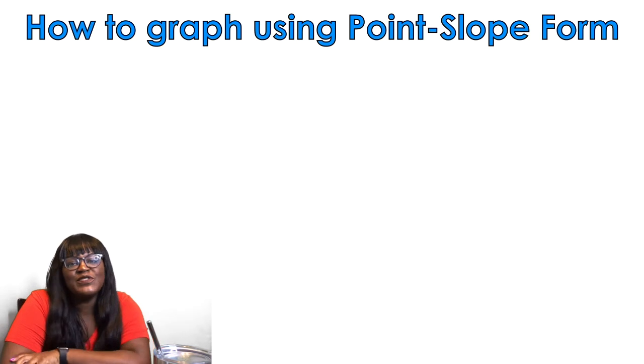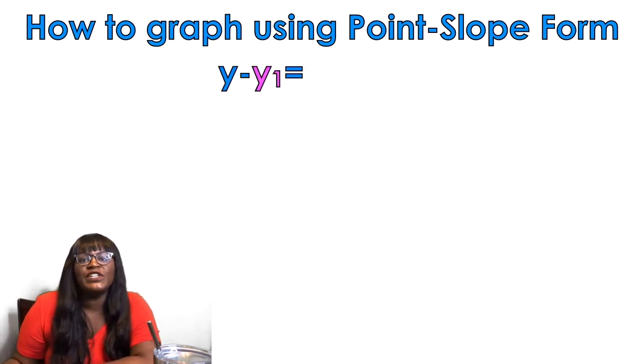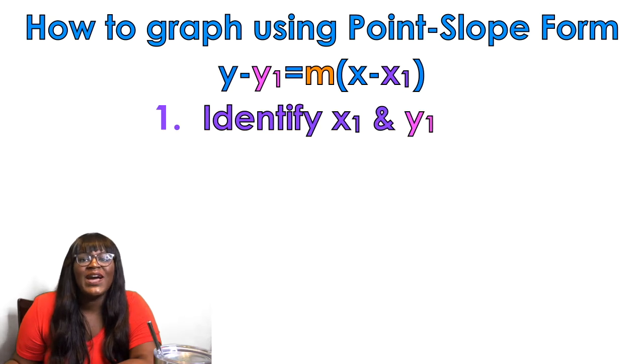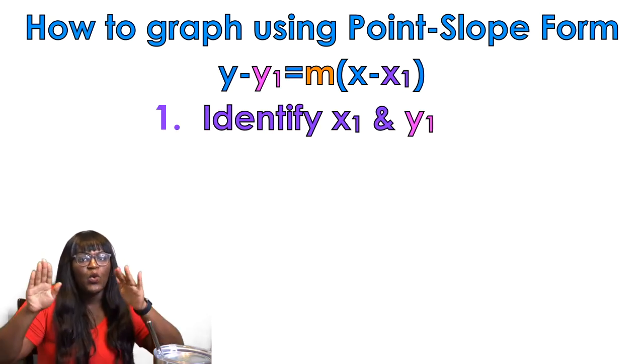How to graph using point slope form. So first of all, you need to know that point slope form is y minus y1 equals m parentheses x minus x1. And step number one is that you need to identify x1 and y1.